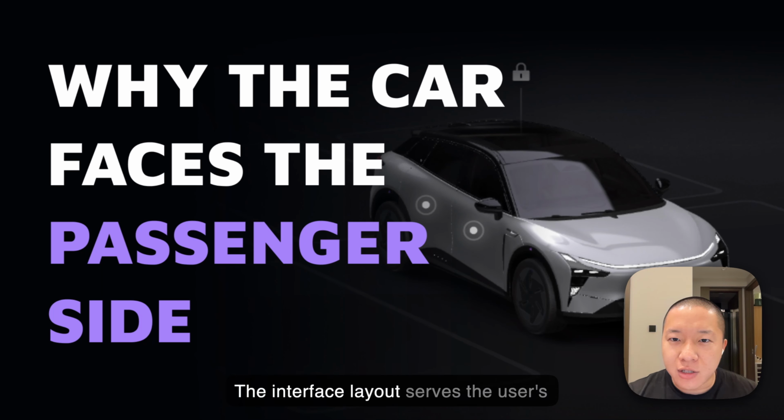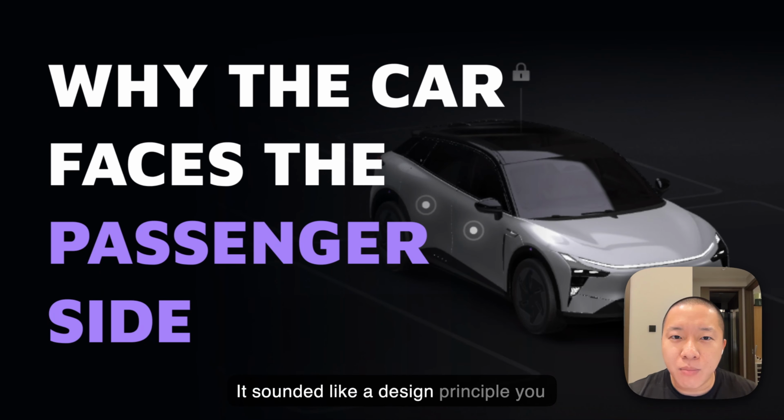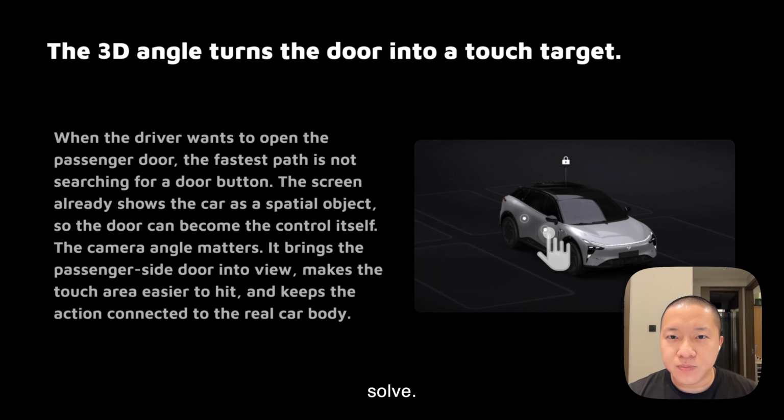The interface layout serves the user's interaction behavior. At that time, I didn't fully understand what that meant. It sounded like a design principle you'd read in a textbook. But after working on the parking animation for months, I finally got it. Here's the problem we were trying to solve.